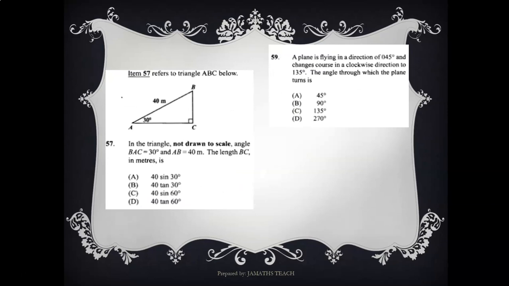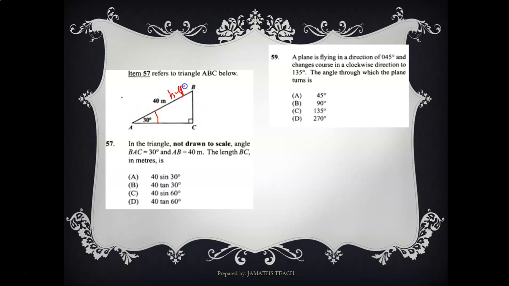Next question. In the triangle above, not drawn to scale, angle BAC is 30 degrees and AB is 40 meters. What is the length of BC in meters? Alright, so once you're given a right angle triangle and the sides and angles are involved, then you're looking at the trigonometric ratios. Alright, so let's look at what we have. We have this 30 degrees here. We have this side that's opposite to the right angle. You should know that it's the hypotenuse.